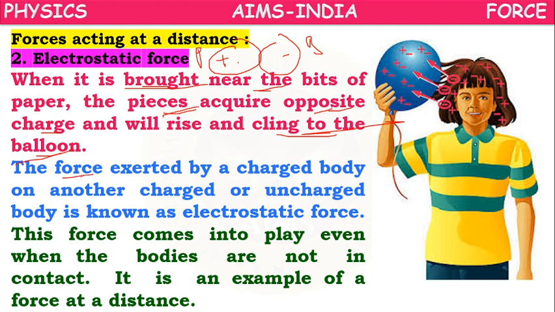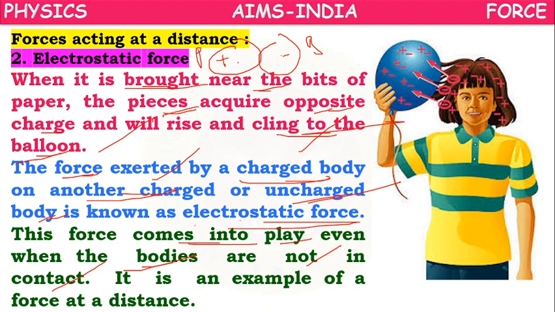So this kind of force exerted by a charged body like a balloon on another charged body or uncharged body is known as electrostatic force. This force also comes into play when the bodies are not in contact. Means at a distance: balloon is here, papers are here. They are not touching each other, but still the balloon is trying to attract the pieces of paper. This is an example of force at a distance, or electrostatic force, because of the charges.